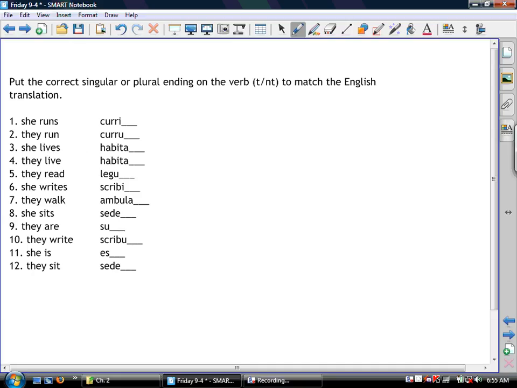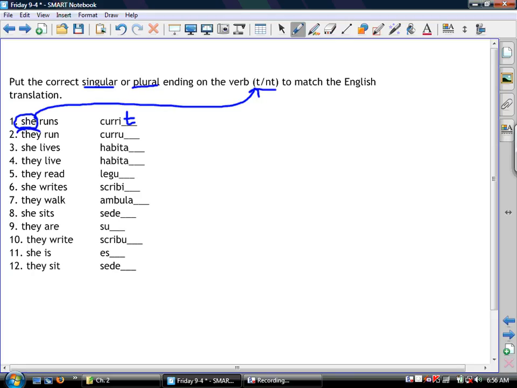So the first thing you do is, here we're going to look at whether the verb needs a singular or plural ending. The way you figure that out is based on your pronoun, okay? The pronoun she, here there's only one person, so we can say that that is singular. And once you figure that out, then your next choice is whether you need the T or the NT. For the singular verbs, we want the T, just the T. So here we're going to add T.